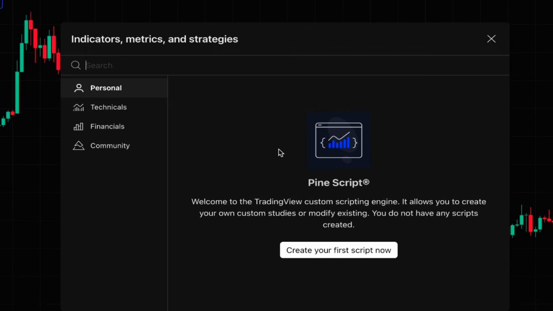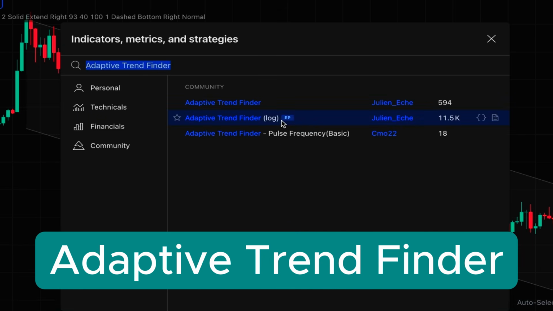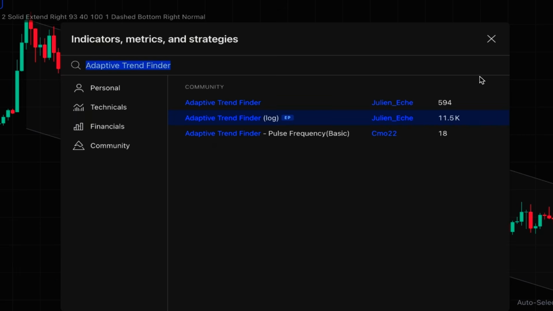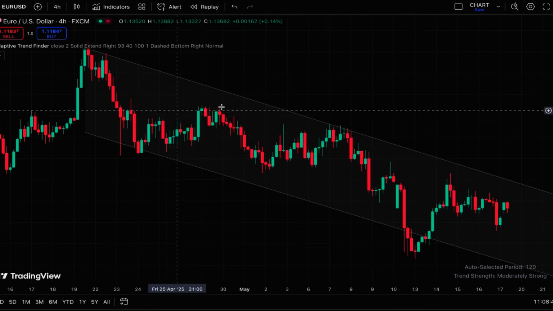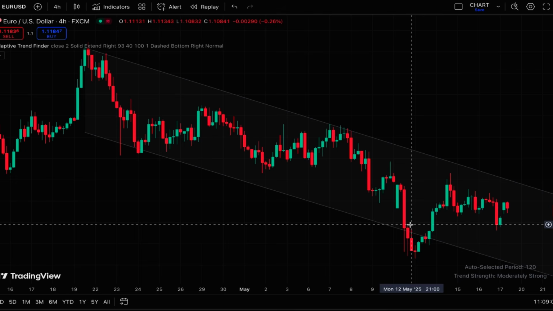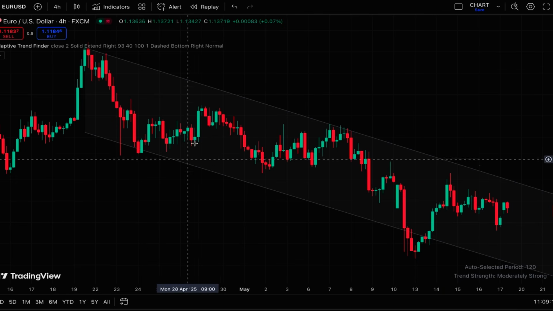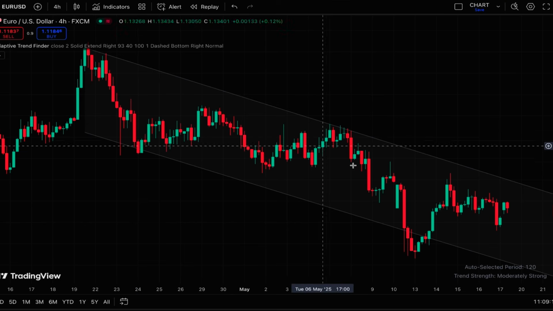Alright, the next trend indicator that I want to introduce is called Adaptive Trend Finder. This one is an editor's picks indicator and written by Julian H.A. When you click on this, the indicator identifies the current trend of the market and it will add a trend channel to your chart. In this case, you can see that it correctly identified this downtrend and shows this channel where the price has found support and resistance while it was declining.